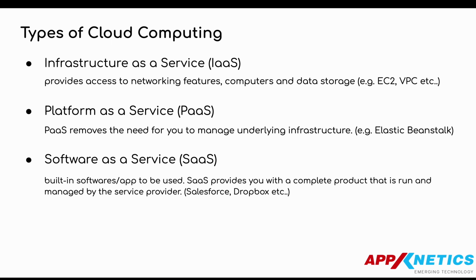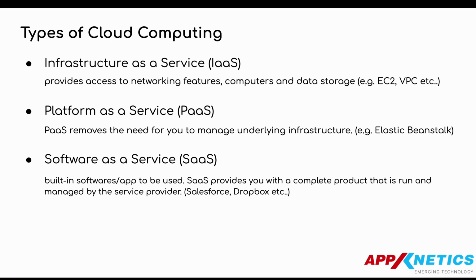The second type is platform as a service. Platform as a service removes the need for you to manage the underlying infrastructure. The best example is a semi-furnished flat. When you buy a semi-furnished flat, you will get some basic furniture. On top of that, you have to build your own furniture as per the requirement. In terms of AWS services, Elastic Beanstalk is the best example. Whenever you want to deploy your website, you can deploy it using Elastic Beanstalk. You only have to take care of your application and the data. Whatever underlying infrastructure you need for that website is taken care of by AWS.